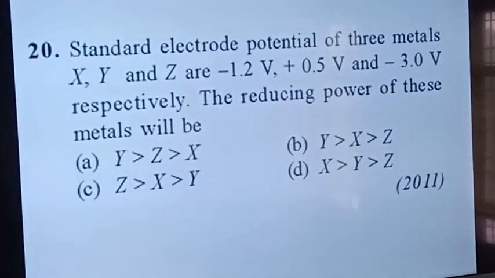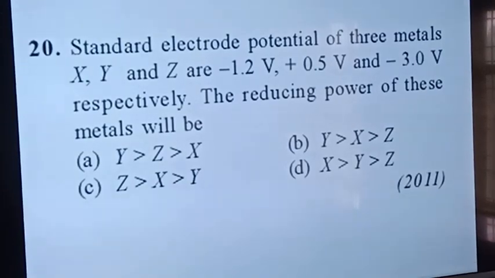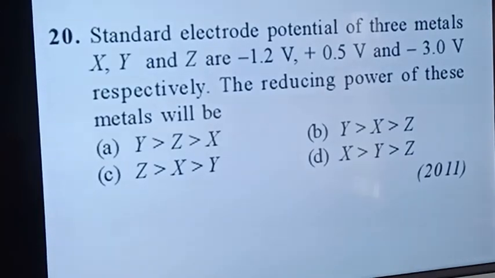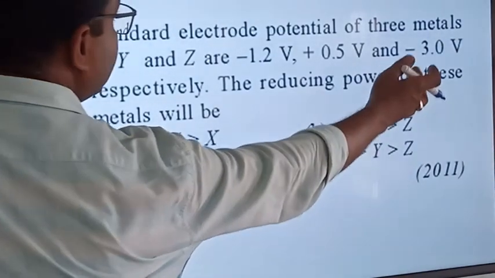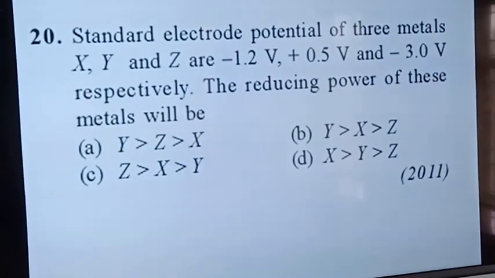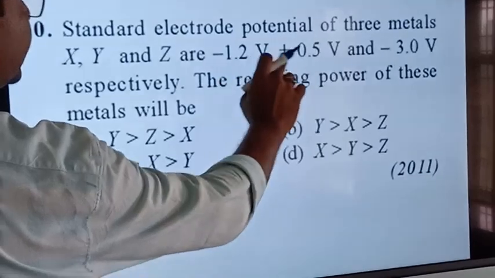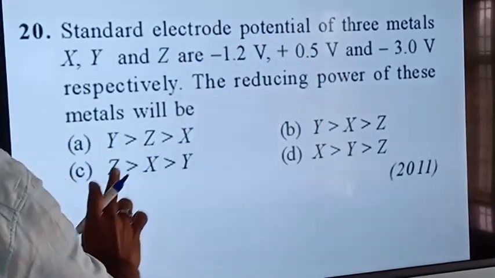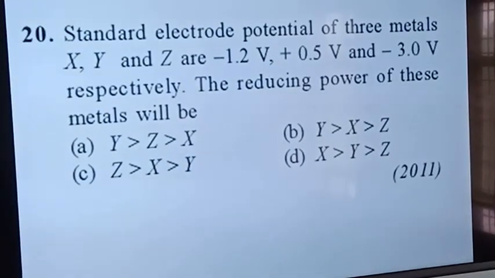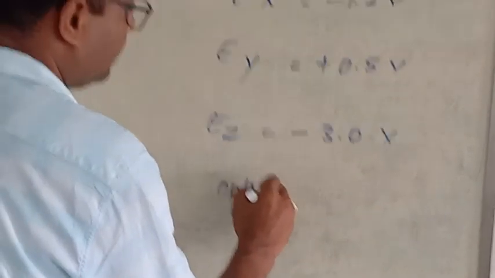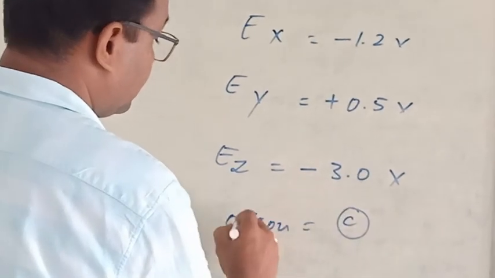Strongest reducing power means it should have the lowest electrode potential. And which one has the lowest electrode potential? Lowest electrode potential is Z. So Z, after that X, then Y. Z, X, Y. Option is C. Option C is correct.